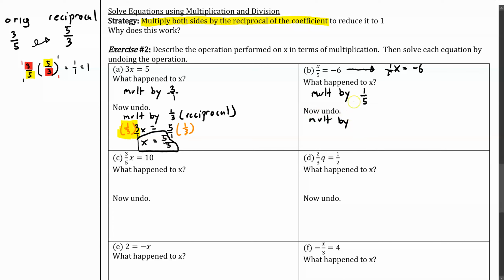Let me write that neater. So here's the original problem. X over 5 equals -6. Here's my inverse operation, multiplying both sides by 5/1. We'll also turn the -6 into a fraction. On the left-hand side, a number times its reciprocal reduces to 1. So all we're left with is x equals, and then on the right-hand side, we have -6 times 5, which is -30, all over 1, or just -30.